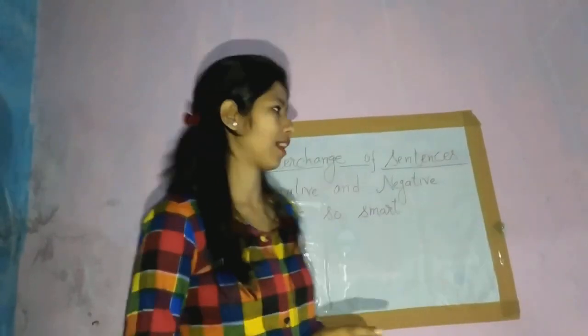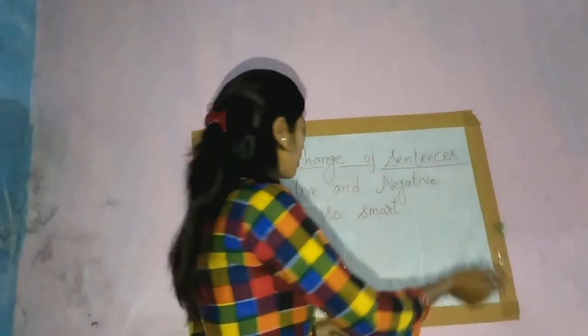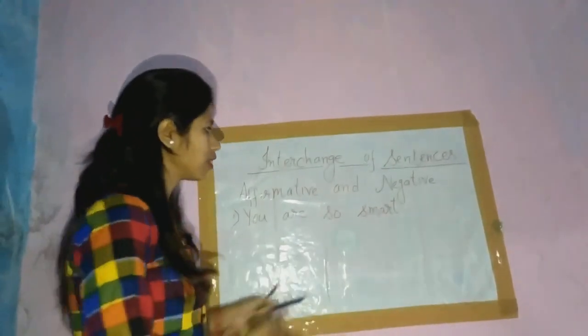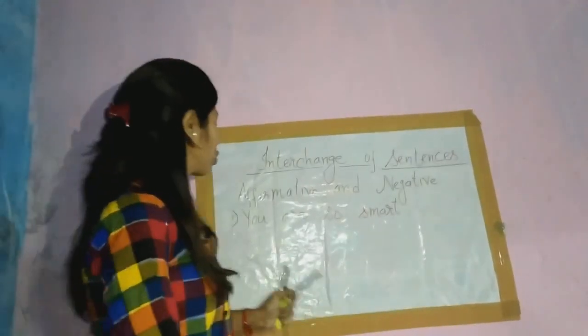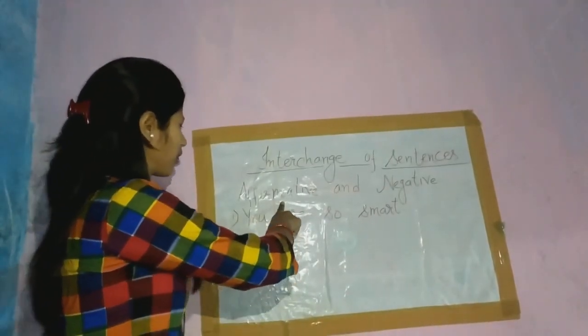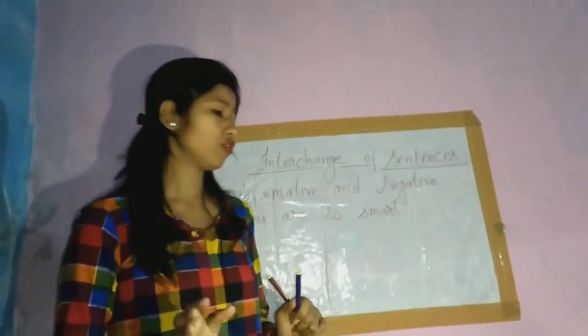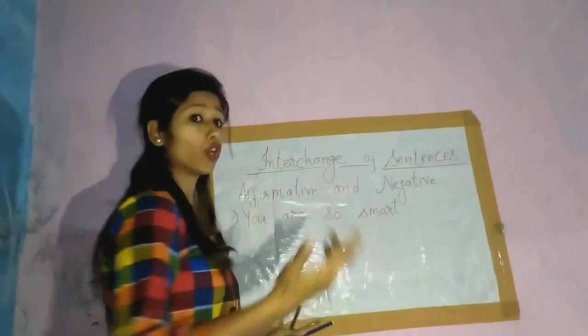After understanding all kinds of sentences, we have come to the point when we can actually interchange the sentences. There are many types. You can change any type of sentence into another type. So, first example, affirmative and negative. If you have to interchange any affirmative sentence to negative, what to do?